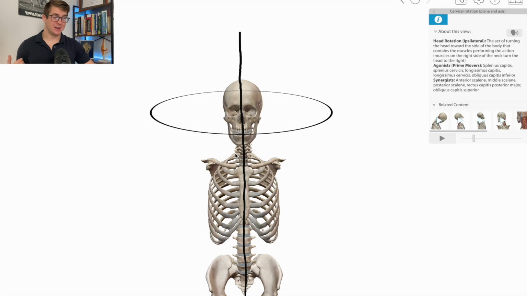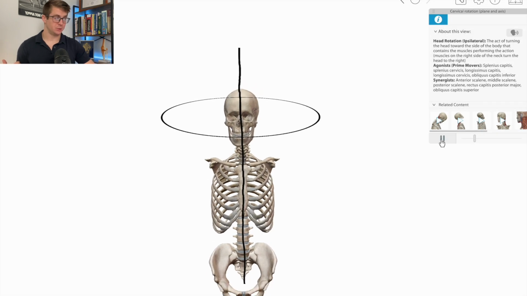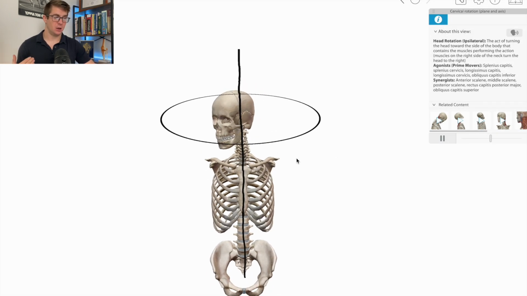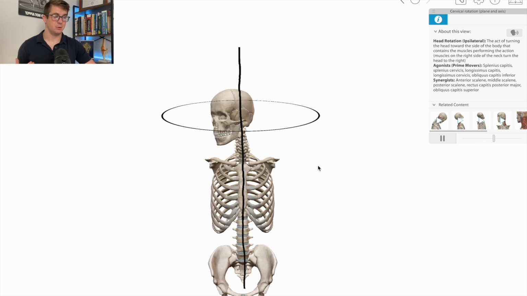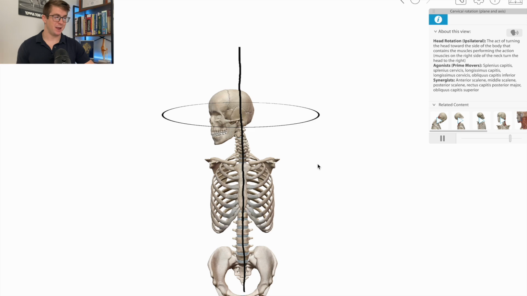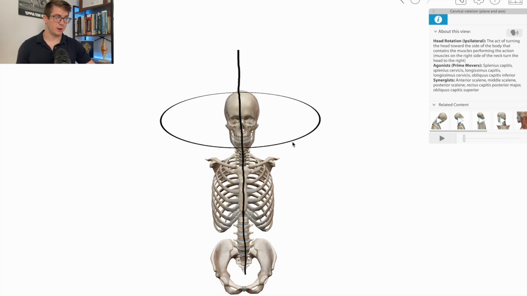Okay, and next we have cervical rotation. So cervical rotation is just the act of turning the head to the right or to the left while your shoulders are stationary. It's a little bit easier to see from this aerial view. Rotating would just kind of follow the neck. All right, so as it returns back to this anatomical neutral position, we know that it's turning the head to the right or to the left.